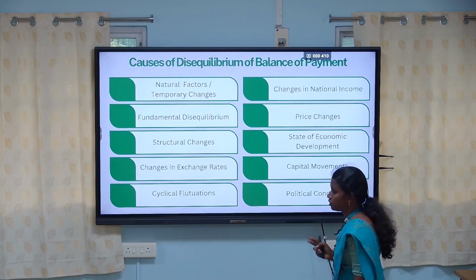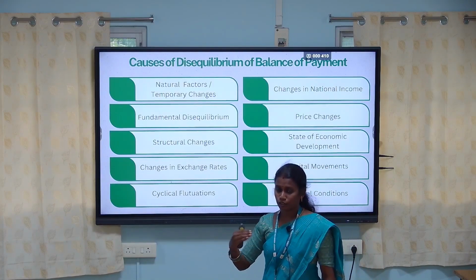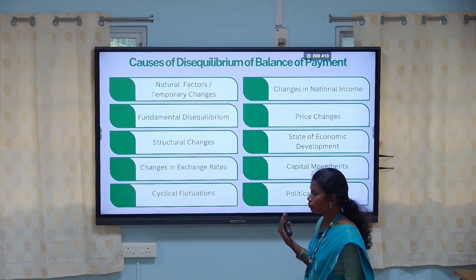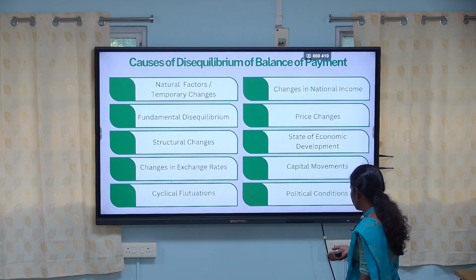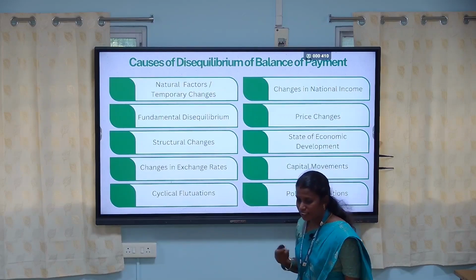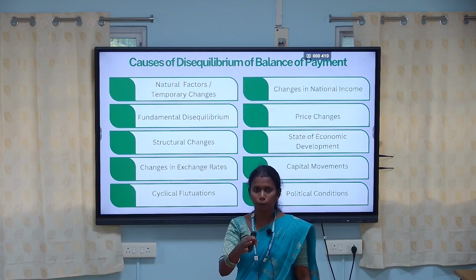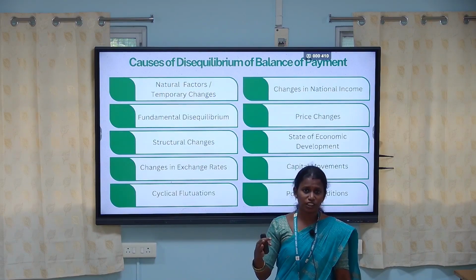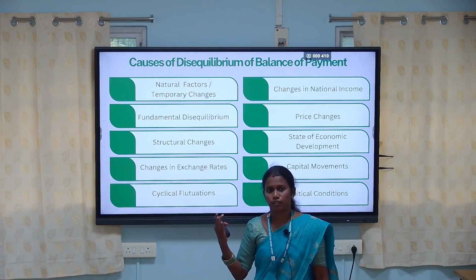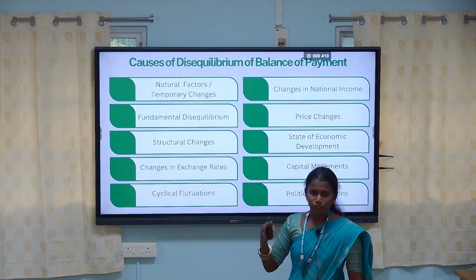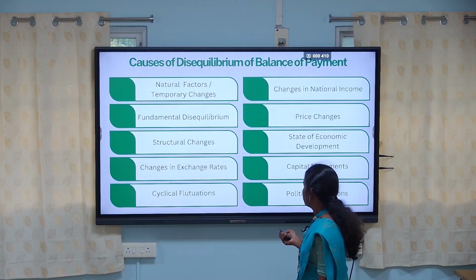And then capital movements, to our nation or from our nation. This will also sometimes bring disequilibrium in the balance of payment account. And finally the political condition. Changes in the political condition will also be reflected in the balance of payment account, because one political party will give importance to maybe the service sector, and another political party will give importance to the agriculture sector. So due to these reasons it will automatically bring disequilibrium in the balance of payment account.